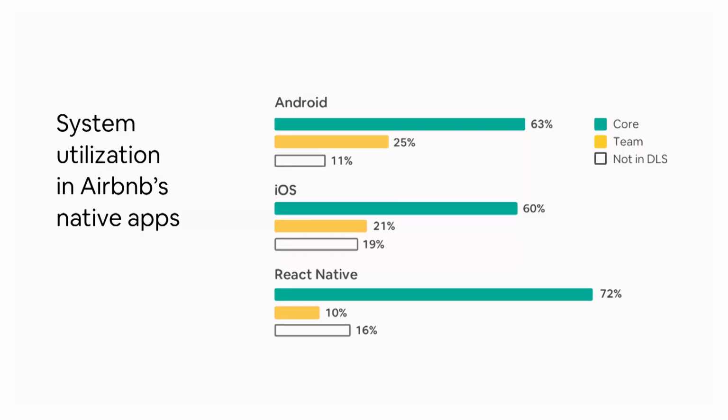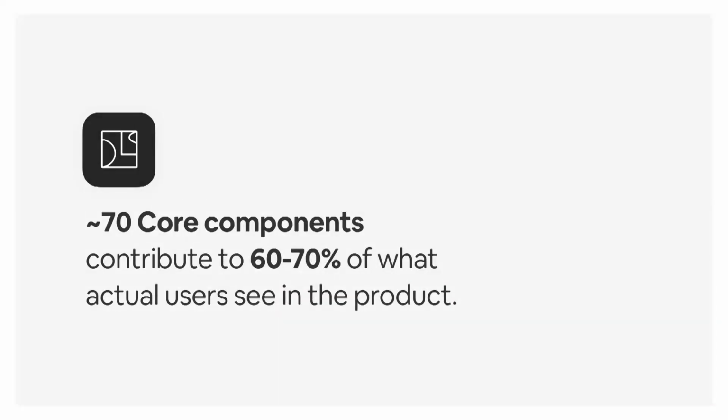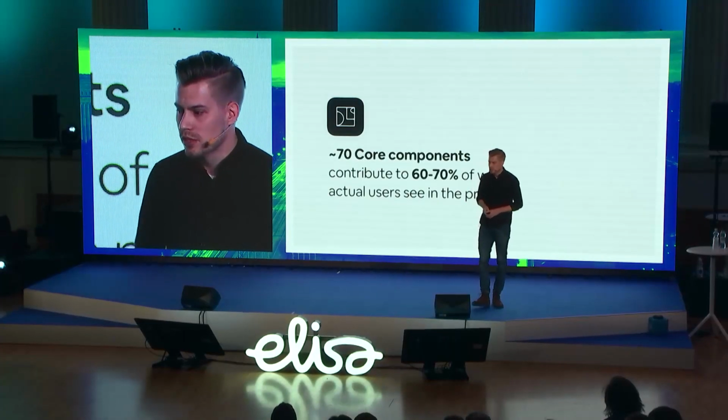So this is something, our stats today, that on Android or generally on the native platforms, we have about 60% of the impressions coming from the core components. In other words, you can say that about those 70 core components are actually 60 or 70% of the product that users see. So it's pretty cool that you can have such an efficient use of the components, which means that it likely has saved a lot of time for a lot of people this way. Yeah, so that's where we are today and some of the tooling and thinking we have done.